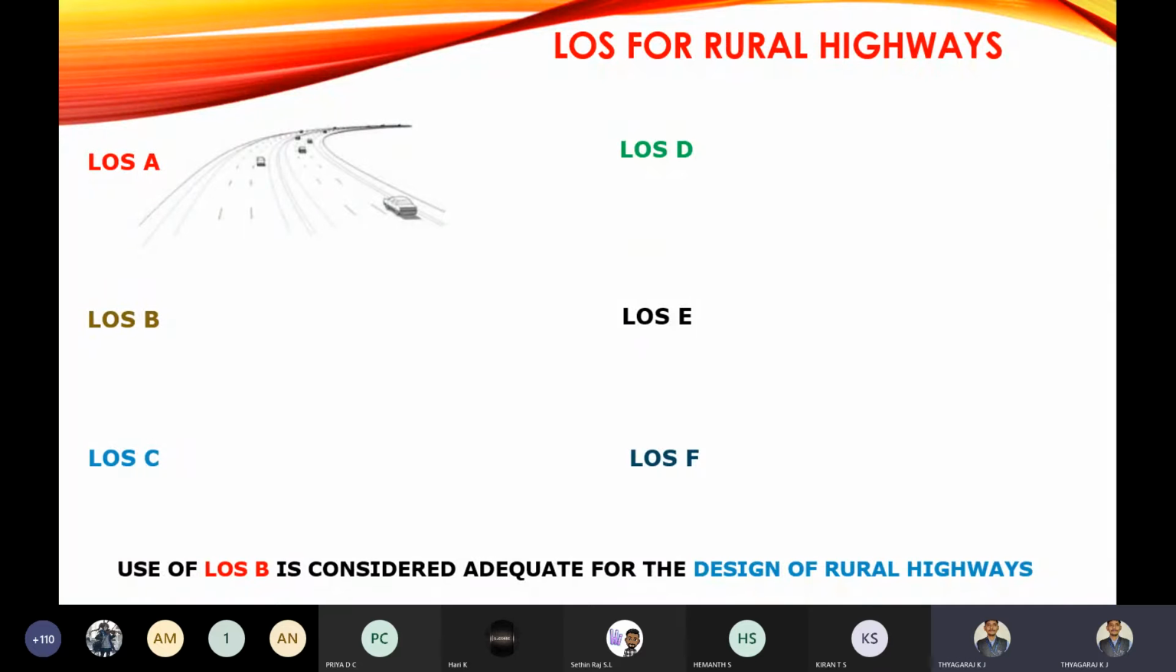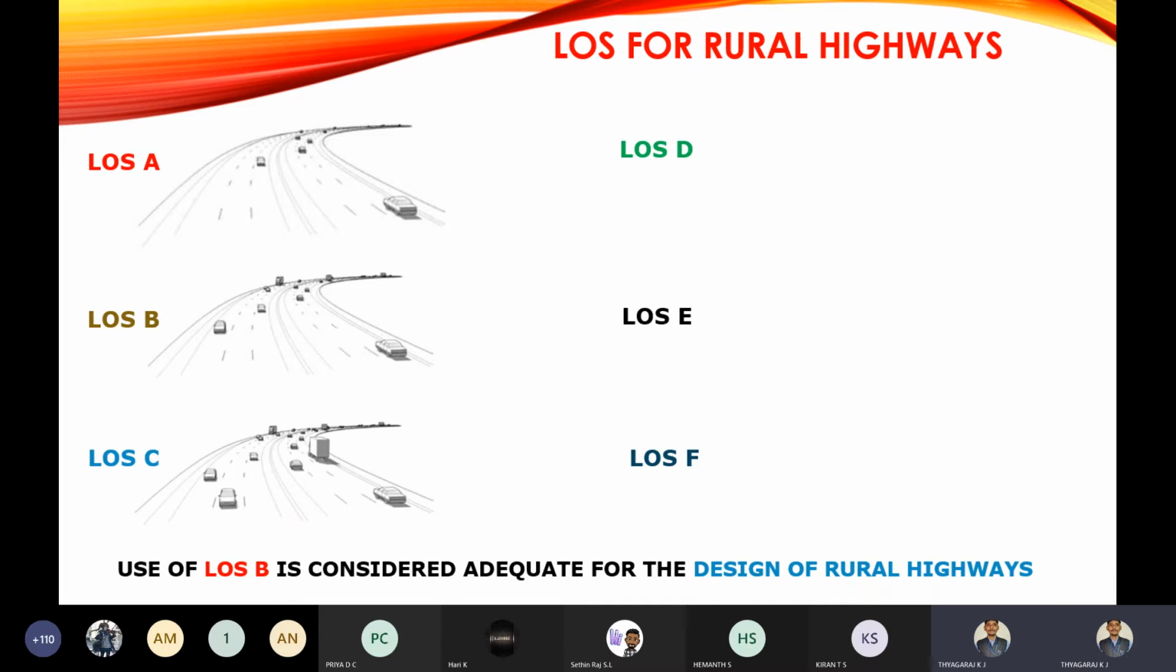So level of service A, which is a free flow condition, we can observe only a few vehicles moving on the road. In level of service A, you will have good comfort and convenience. Then comes level of service B. We can see some vehicles are added onto the road, thereby reducing the comfort and convenience, and the speed of the vehicles also reduces.